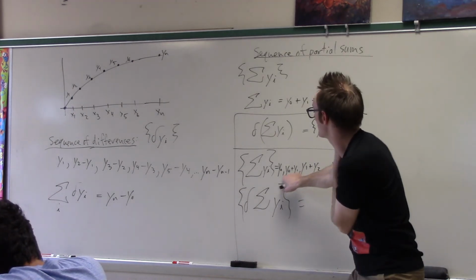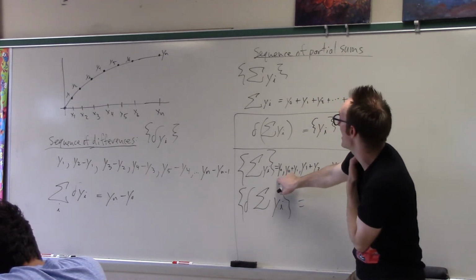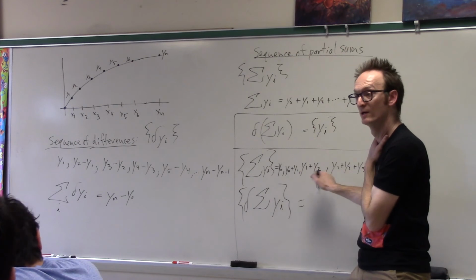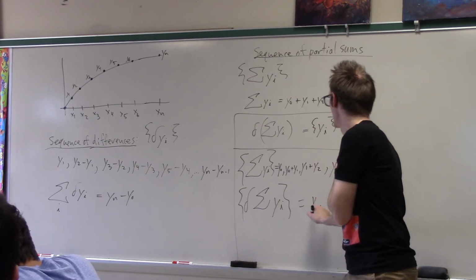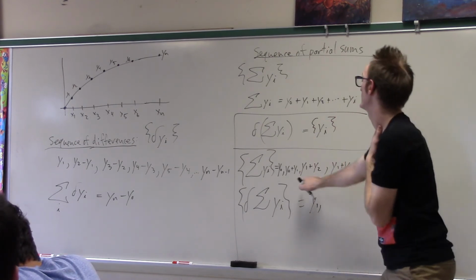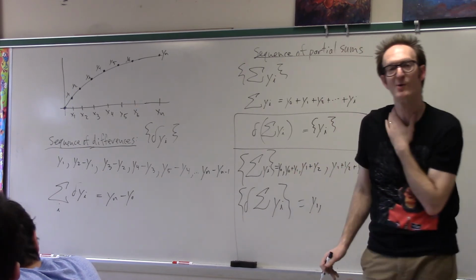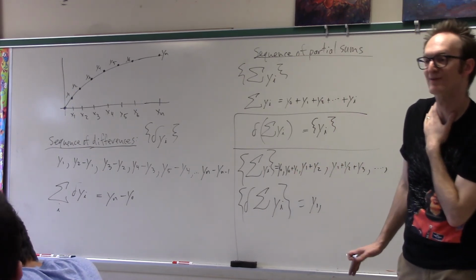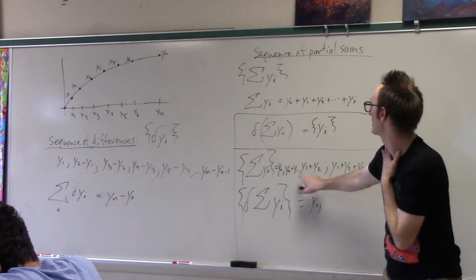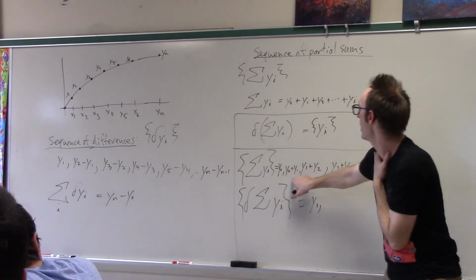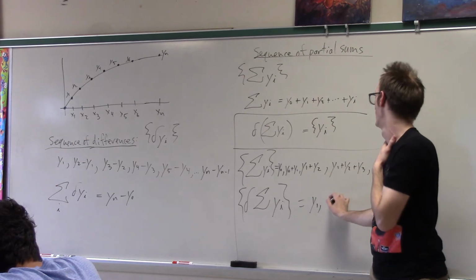But what's the difference between y0 and y0 plus y1? Well, it's y1. What's the difference between... Now I need all these y0s in there, but I don't want them there because they're all 0, right? I'm just going to leave them off. So what's the difference between y1 and y1 plus y2?